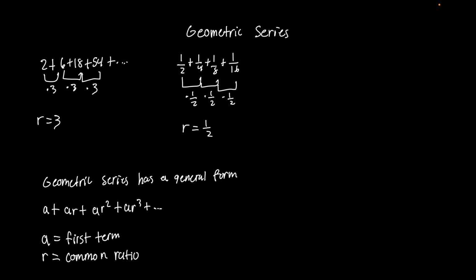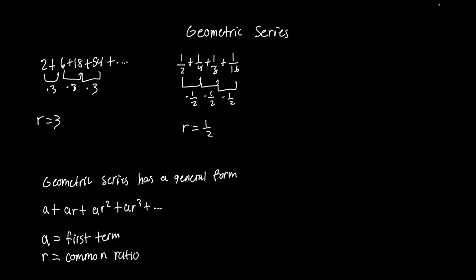What I mean by the first term, let's look at the first example right here: 2 plus 6 plus 18 plus 54. As you can see, the first term right here is 2. So in this example, a would be 2, and our common ratio, as we found, is 3, so our r would be 3. Hopefully that makes sense. Now we're going to see how to find the common ratio.